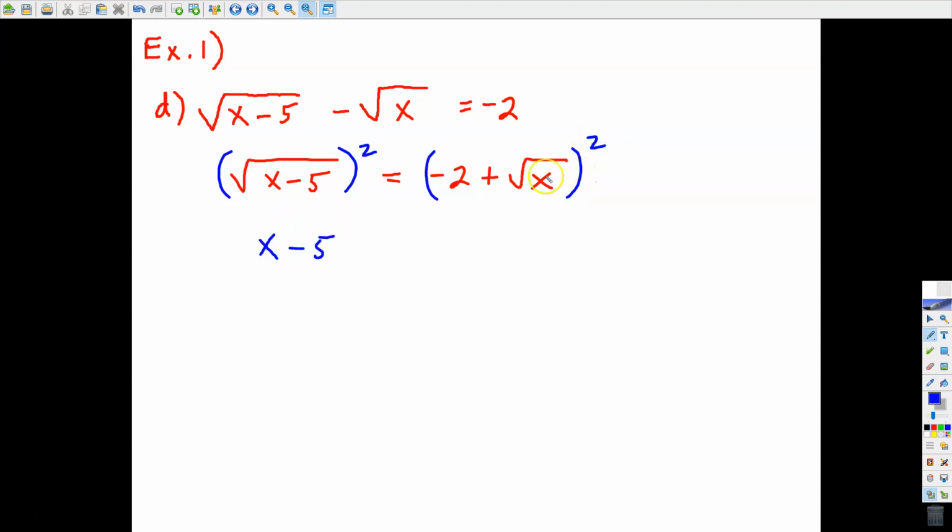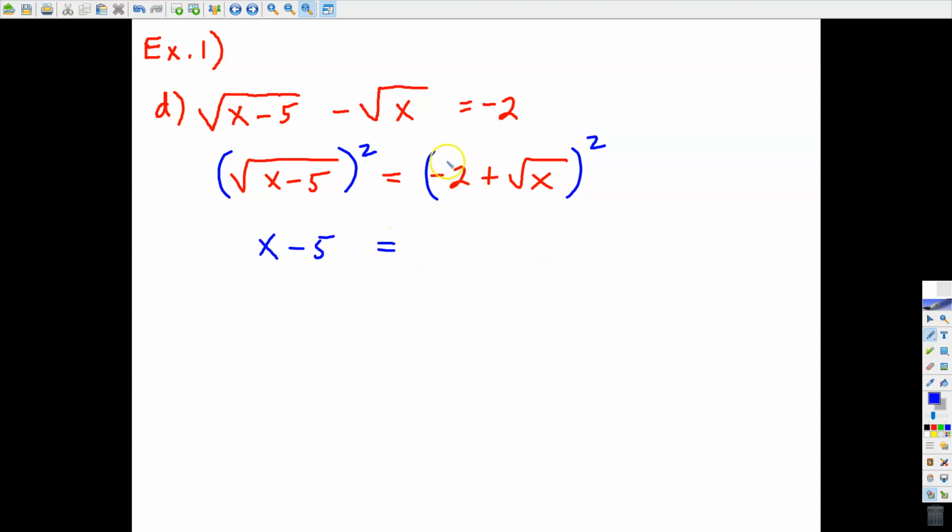When I do this right side, you do have to be careful here because this is a binomial, and we've talked about this before. When you square a binomial, in this case, it means -2 plus root x times -2 plus root x. So you're perfectly fine if you write it down twice and use FOIL, and you should end up with 3 terms as a result.